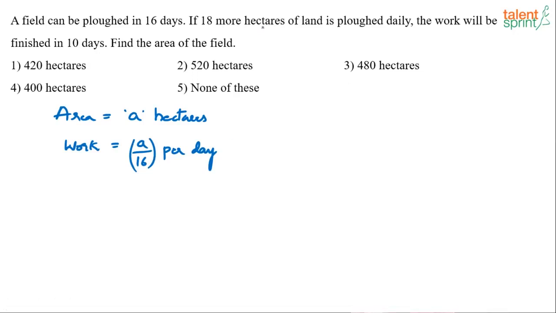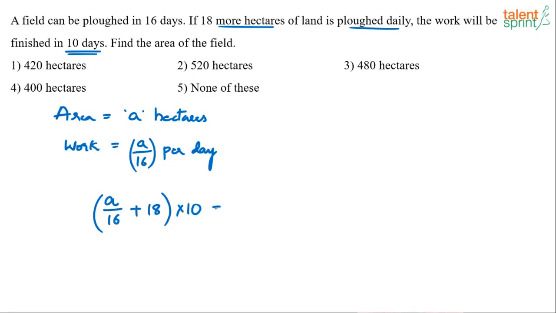But then he says if 18 more hectares of the land is plowed daily, the work will be done in 10 days. So try and understand. A by 16 is what I am usually doing. But if I do 18 more per day, so A by 16 plus 18, then I'll be able to do the total area in just 10 days. You're getting it? A by 16 is the original per day's work, but now I'm doing 18 extra. So A by 16 plus 18 will help me finish the total work in 10 days.